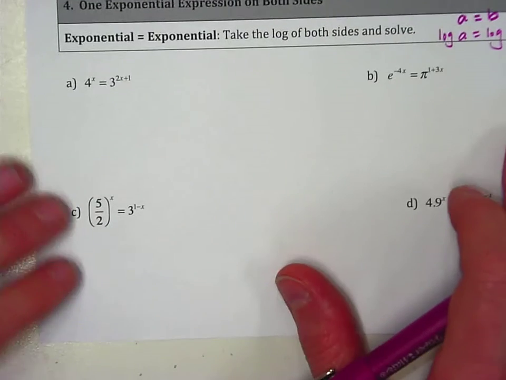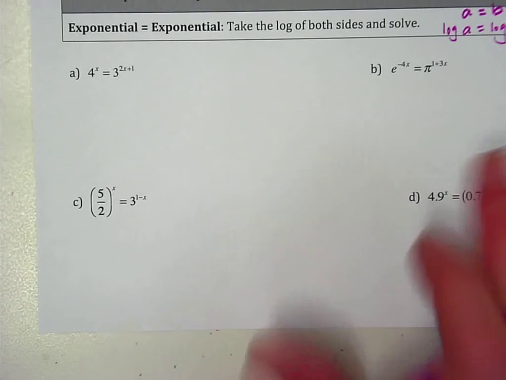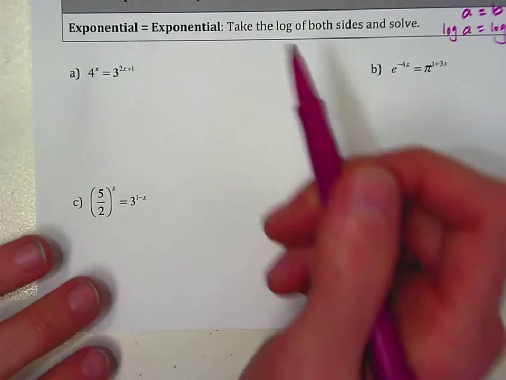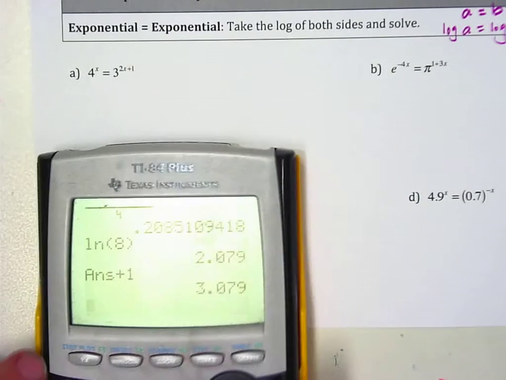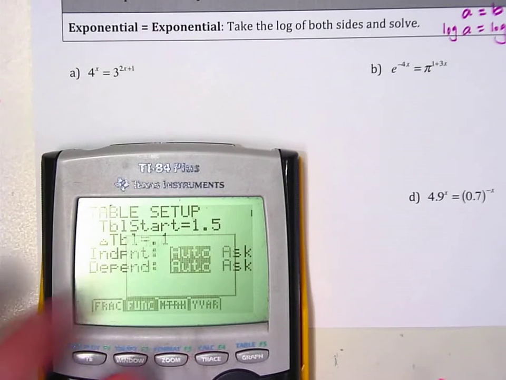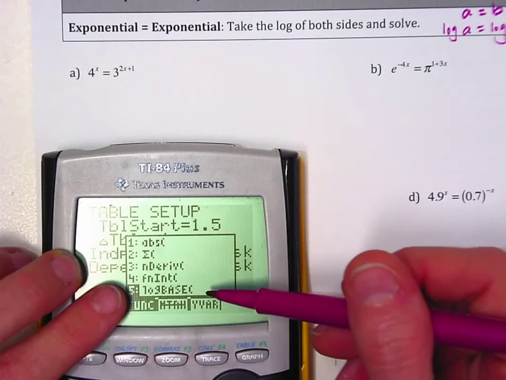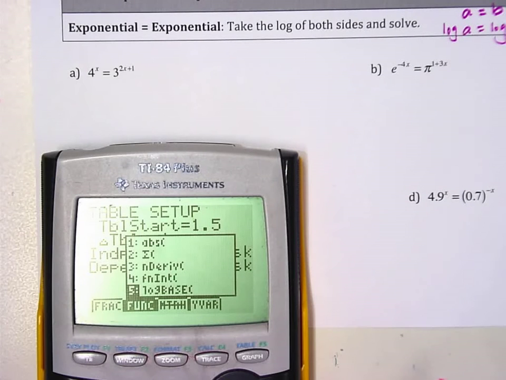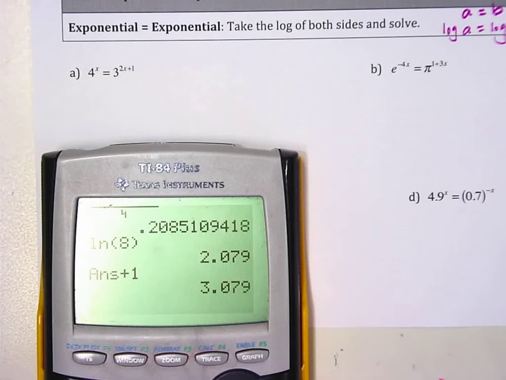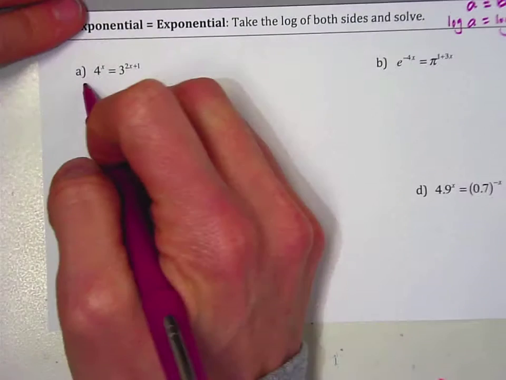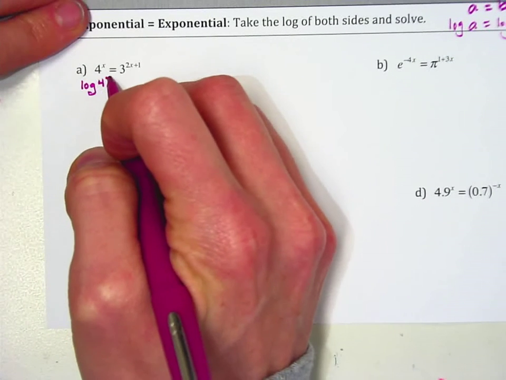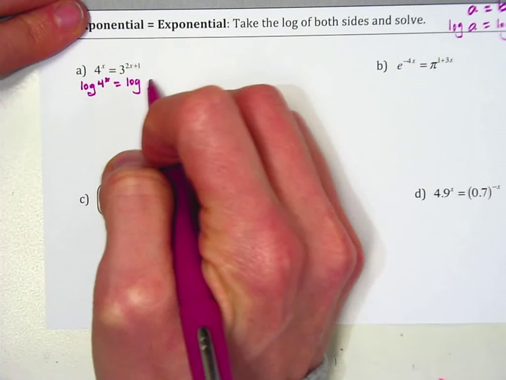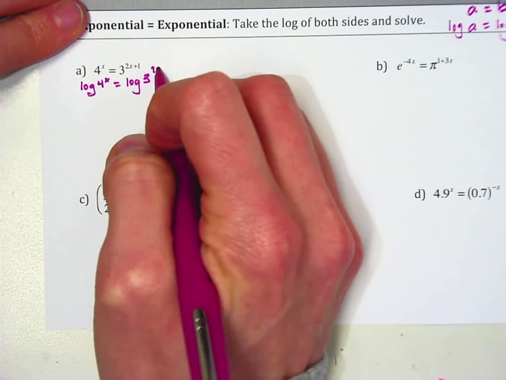So for this first one here, we can pick whatever base we want. So I'm going to default just to one that we have in our calculator. Especially if you do not have the newer operating system where you can type the logs in, you're going to want to stick to the natural log and the common log. So I'm going to use the common log, and we have here the log of 4 to the x equals the log of 3 to the 2x plus 1.